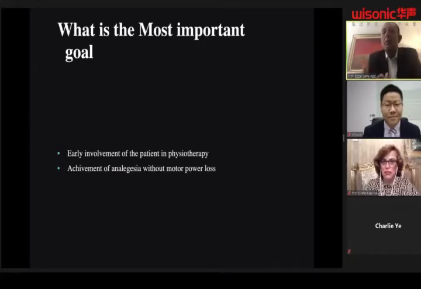Because if you give him good analgesia, like an epidural, for example, he will be pain-free, but he will have motor weakness, and he will not have the chance to be involved as early as the surgeon wants in the physiotherapy. So actually, your way of analgesia will make a difference in the prognosis of the operation.